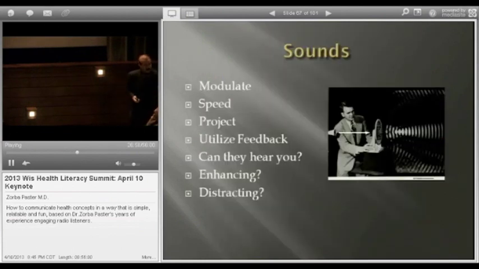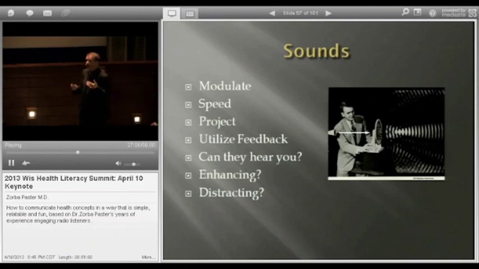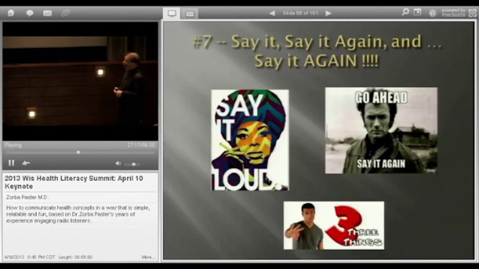But it's the same with sounds. Modulating your sounds, moving your sounds, using music, not using music, enhancing or distracting, because when we talk about health literacy, we're also talking about sounds. It's not just the written word, it's not just the sight of pictures or television, it's also the sounds that you're using. Say it again, say it again, say it again. Just like the rules of three.